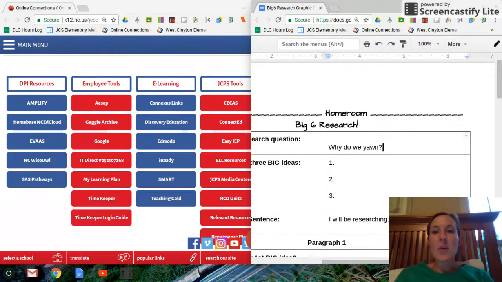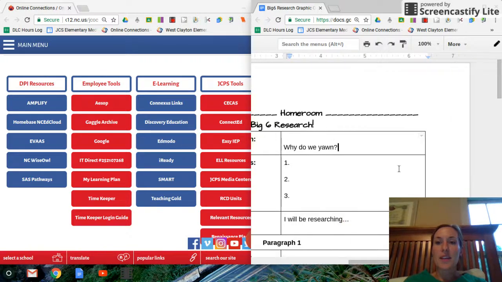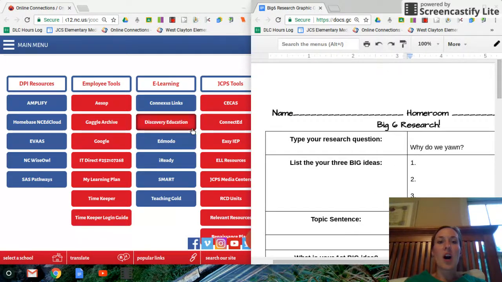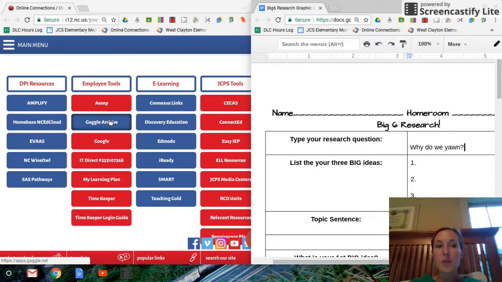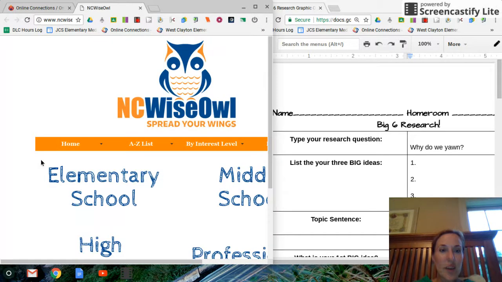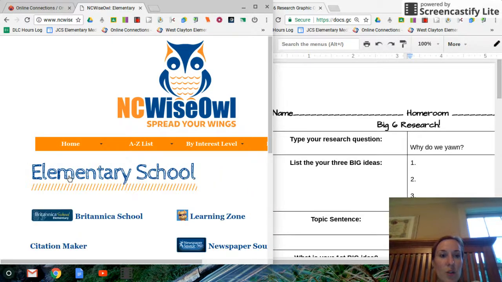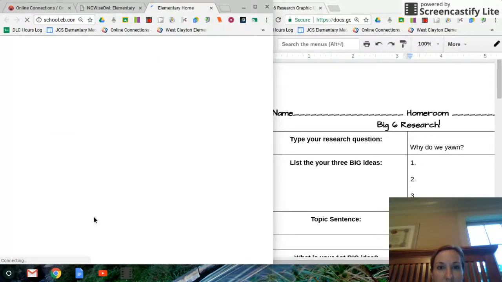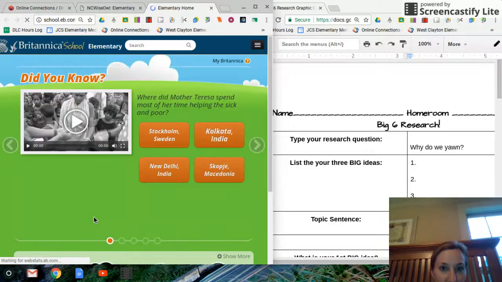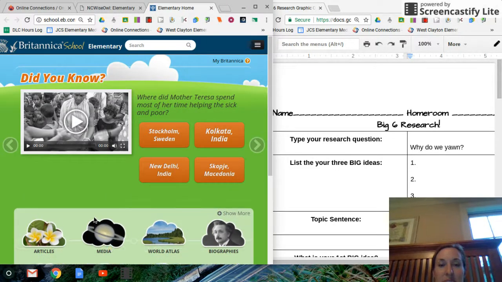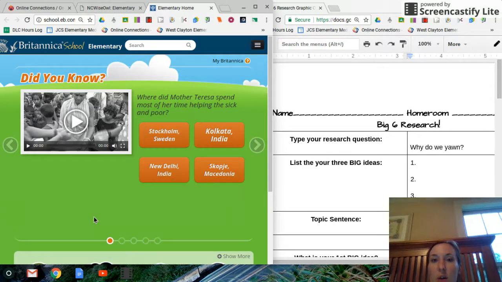Now that I have my question typed in my graphic organizer, I'm going to go over here to the online connections page and go to NC WiseOwl. Once I click there, I choose elementary school, and from there, Britannica School. Britannica is awesome because it's very kid-friendly, it's easy to understand, and it has a lot of awesome features. So here we are. Why do we yawn?